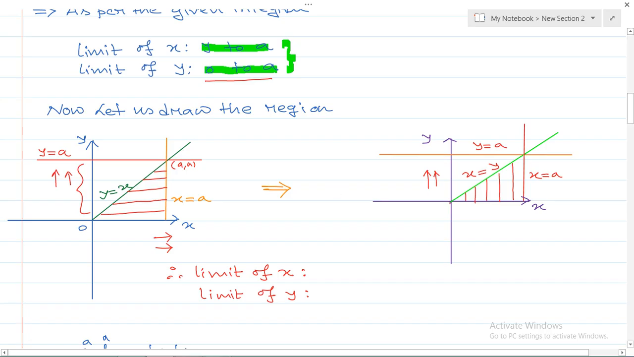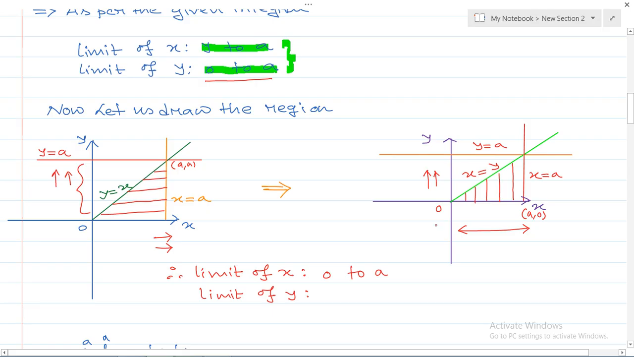So now what is the measurement of x? x will start from 0, and the maximum x will go up to this point (a, 0). So what will be the limit of x? That is the variation of x we can see: 0 to a. So the limit of x is going to be 0 to a.